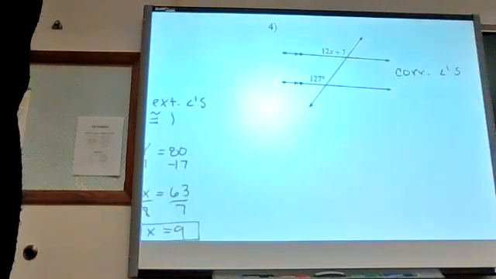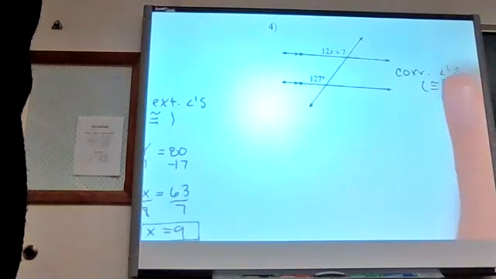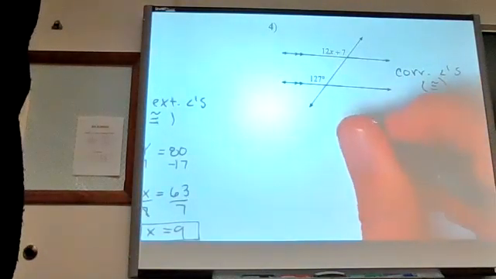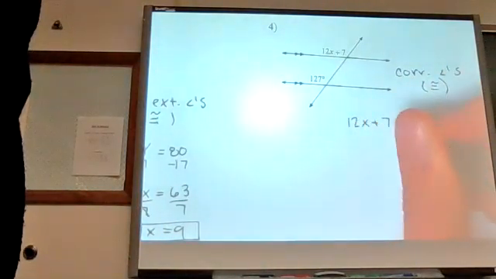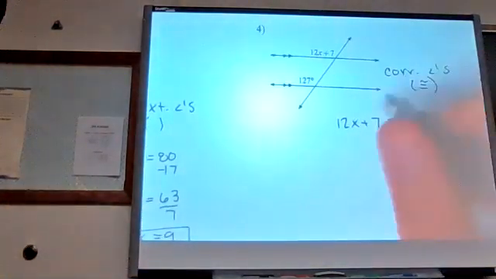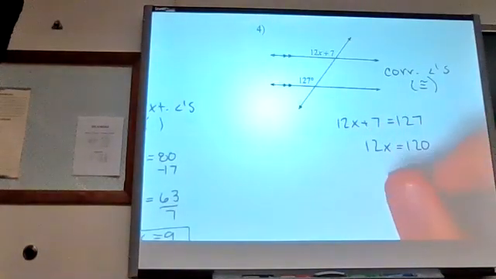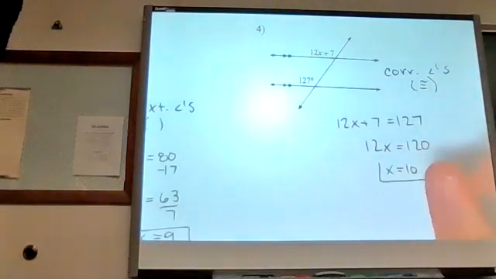What are corresponding angles? They are equal or congruent to each other. So that means that 12x plus 7 equals 127, or 12x equals 120, and x equals 10.